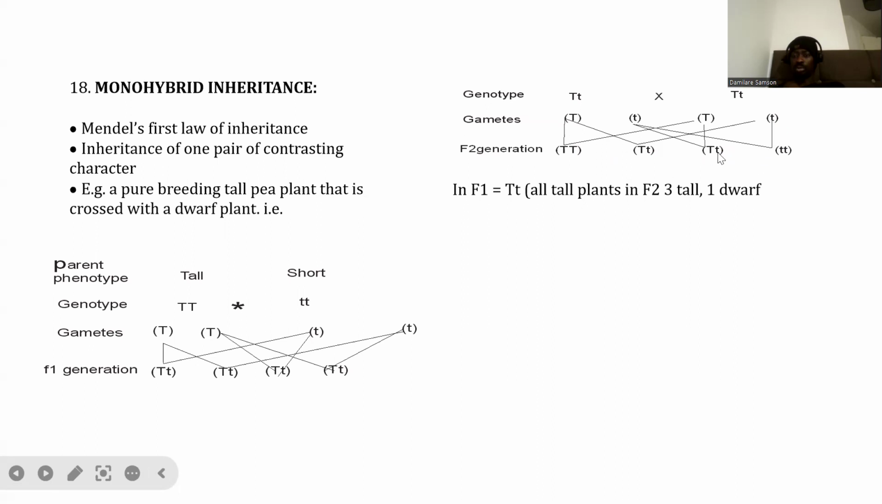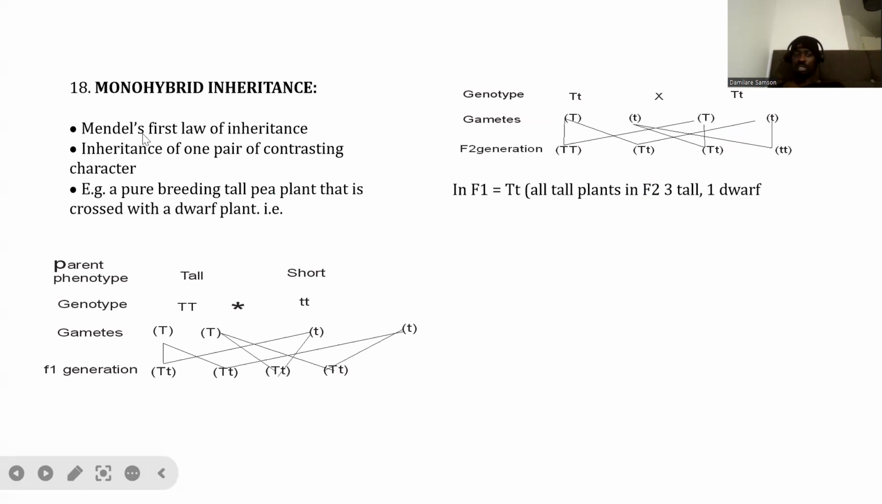But like I told you, those small t, they are recessive genes. They will not express themselves now. But when there is a probability of another cross coming up again, then they can begin to express themselves, just like what happened in F2 here, where you now have a short offspring. So, in summary, that is what monohybrid inheritance is all about.